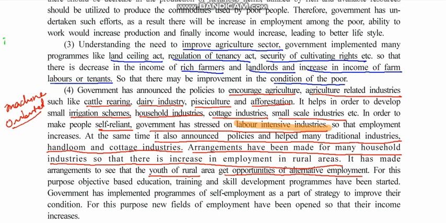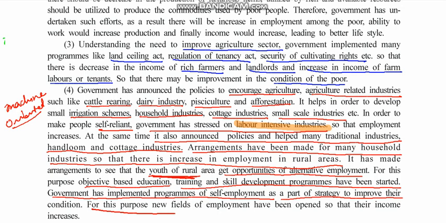Okay, for this purpose, objective based education, training and skill development programs have been started. The government has implemented self-employment programs as a part of the strategies of improvement. Recently, the government also implemented various schemes like Skill Development and Startup India. These were some of the programs the government has implemented to develop employment oriented activities for the rural youth. For this purpose, new fields of employment have been opened so that their income increases, and once the income increases, poverty will automatically decrease.